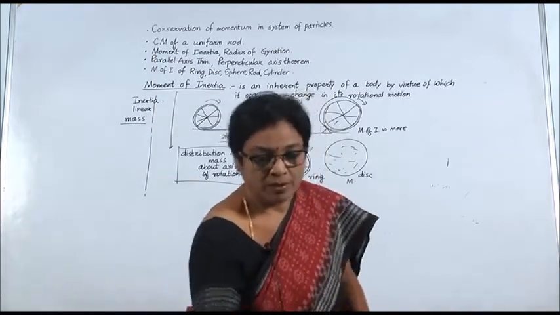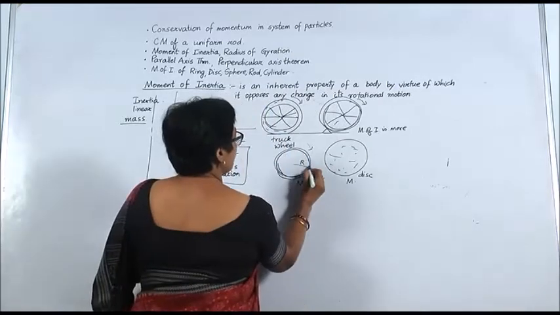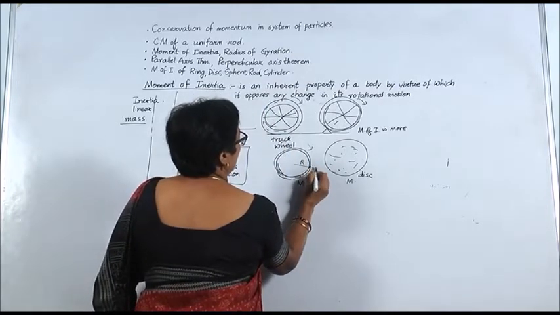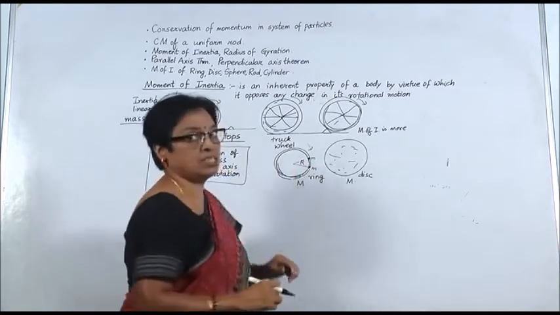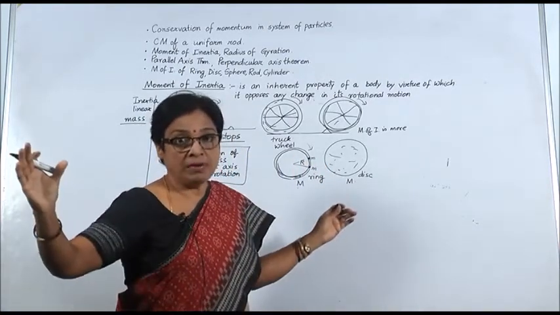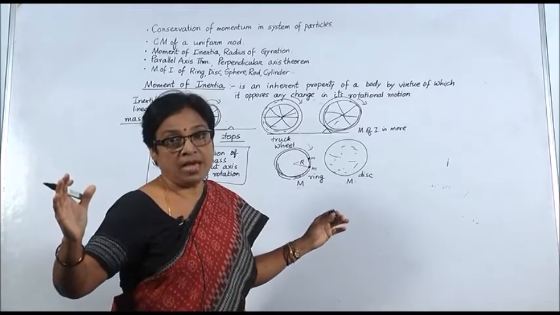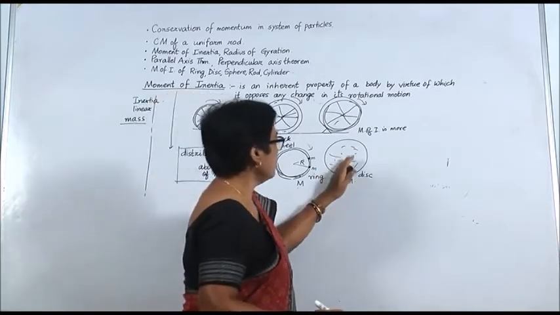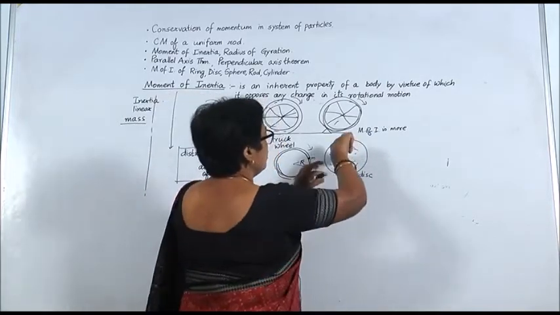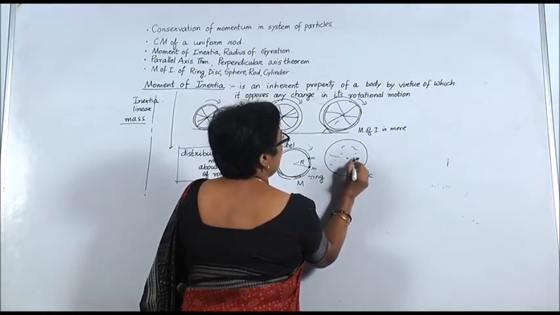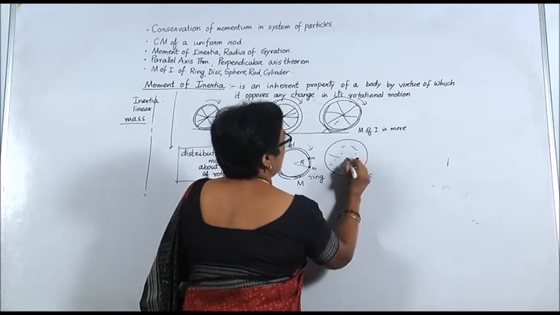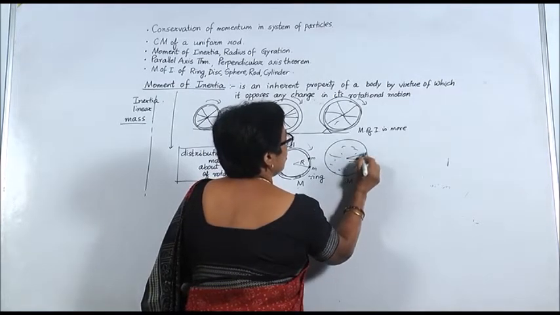Distance, this mass is at r distance. This mass is also at r distance. So, all of them are at r distance. So, they are away from this center of rotation. Whereas, in this case, if this is my axis of rotation, you see that this mass, if I take a mass here, is at a smaller distance. This mass here is at a larger distance.